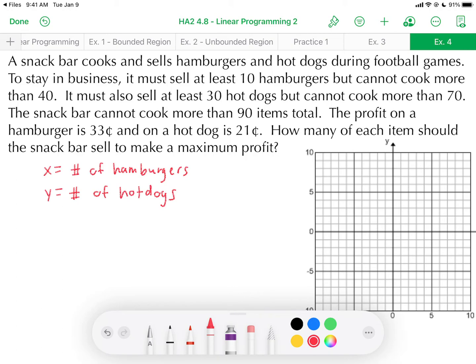So inequality for that, I could do a compound inequality. I could say 10 is less than or equal to X, which is less than or equal to 40. So I use the 10, I use the 40. Now I could do the same for the hot dogs, right? You must sell at least 30 hot dogs, but cannot cook more than 70. So that would be 30 is less than or equal to Y, which is less than or equal to 70.